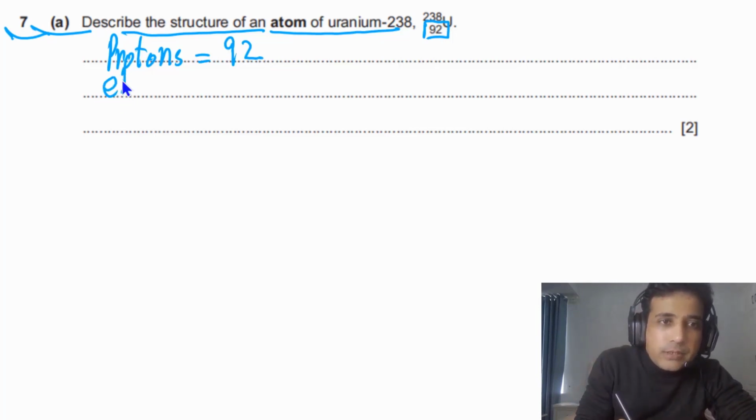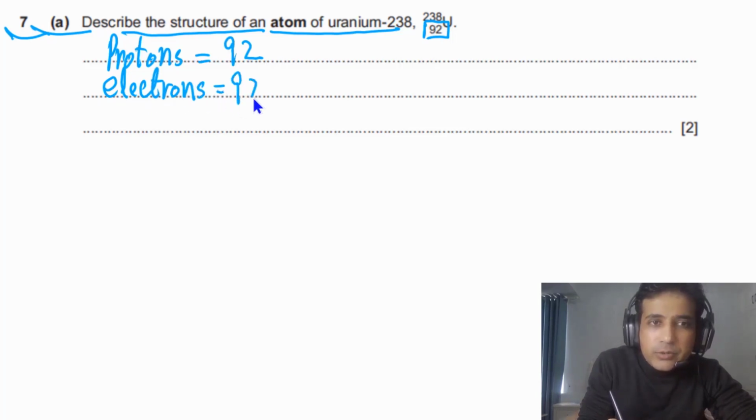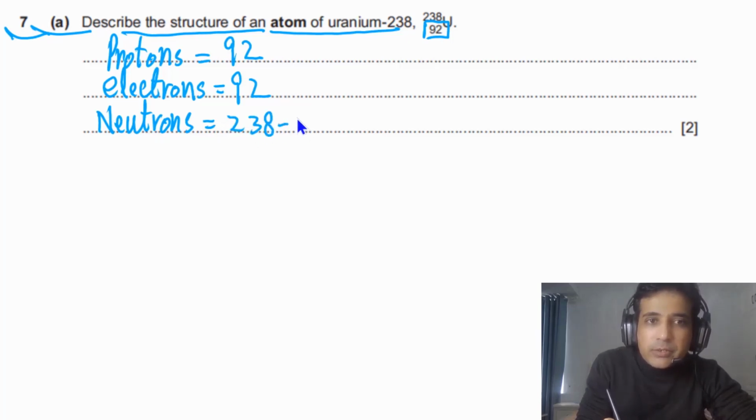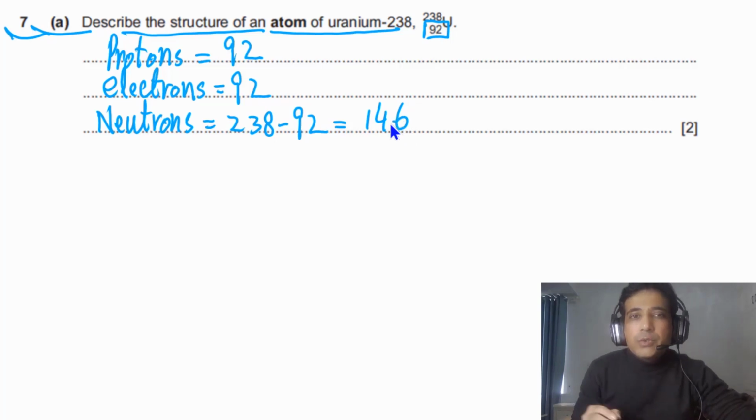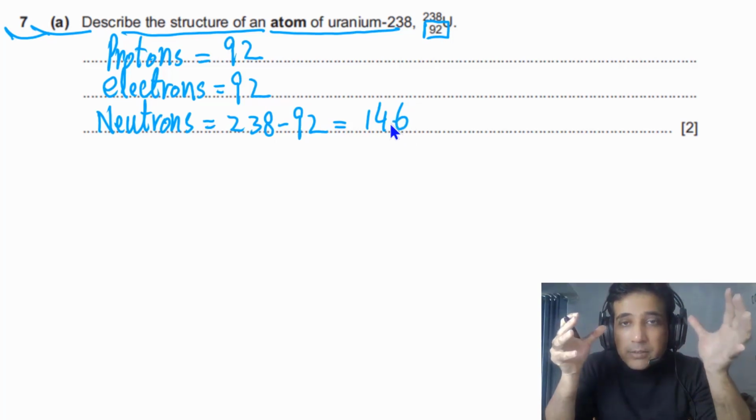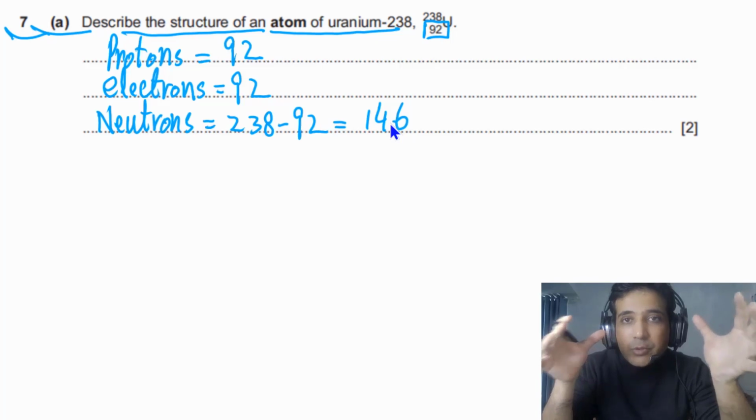So we can say this atom also has 92 electrons. So we can say number of electrons is also equal to 92. Now we need to find out the number of neutrons. Number of neutrons is simply equal to mass number 238 minus atomic number 92. And the final answer in this case is 146 neutrons. So this is what you need to write down for the structure of the uranium-238 atom.